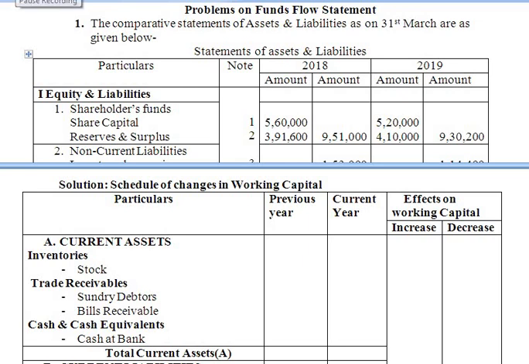Today we are going to start the problems on funds flow statement. We are going to begin with the preparation of schedule of changes in working capital. This is problem number 1. First I will read the problem.